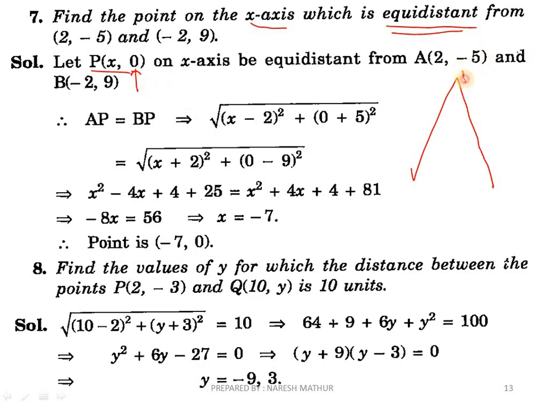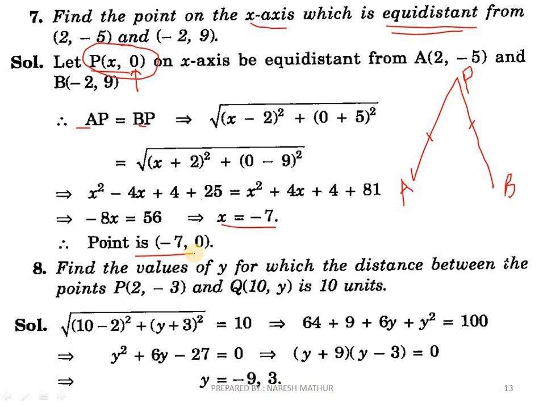Let this point be P, and these points are A and B. Let's say A is here and B is here. Equidistant means the distance of AP is equal to the distance of PB. It doesn't mean that P is the midpoint of AB. So just find the distance of AP and PB and then equate them. You'll get the value of x, then we can put the value in this concept. So minus 7 comma 0 is the required point.